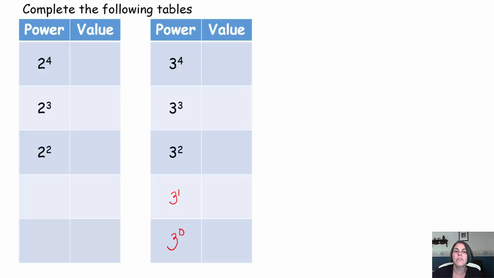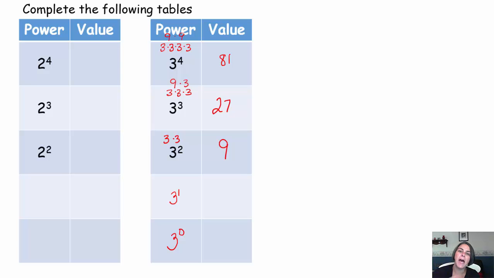Let's talk about what's 3 to the 4th. 3 to the 4th we know means 3 times 3 times 3 times 3. 3 times 3 is 9. 3 times 3 is 9. 9 times 9 is 81. So our value is 81. 3 to the 3rd means 3 times 3 times 3. 3 times 3 is 9. Times 3 is 27. 3 squared means 3 times 3. 3 times 3 is 9. And rather than just saying, okay, 3 to the 1st means 1 factor of 3, that means my value is 3.